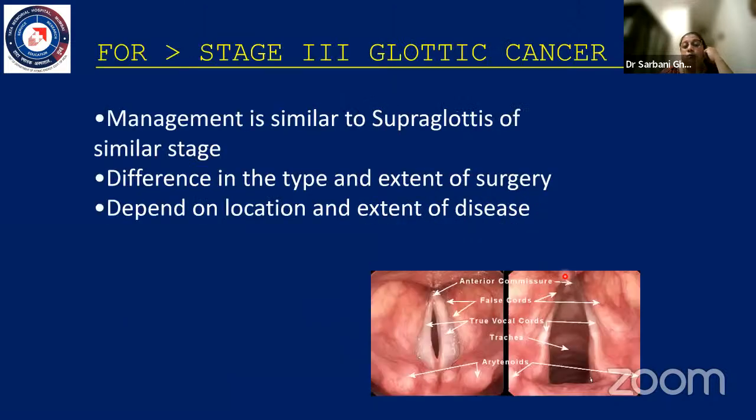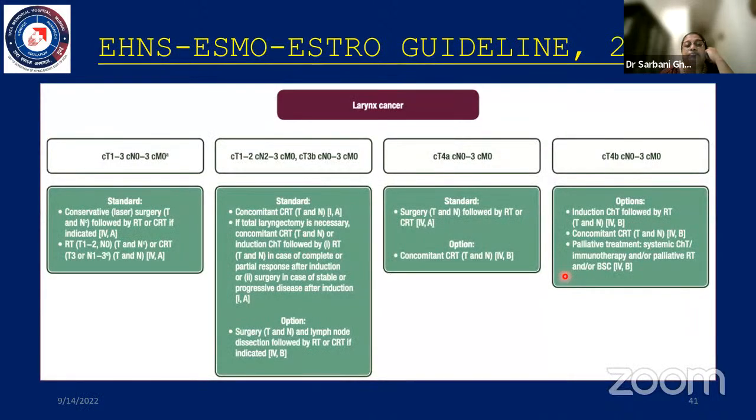For any stage more than this, of course, the management becomes somewhat similar to supraglottic larynx. There may be difference in the type and extent of surgery, and this, of course, would be determined by the location and extent of disease. These are the ESMO-ASTRO guidelines for the same thing.